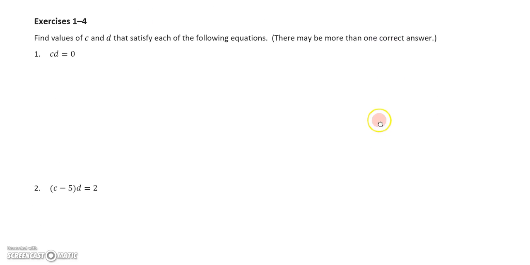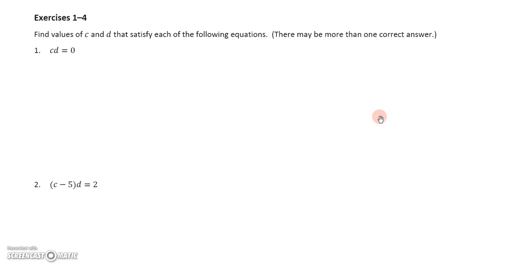Alright, let's go on here. So exercise 1 through 4. Find the values of c and d that satisfy each of the following equations. There may be more than one correct answer. So what do we know? We got the zero product property coming into play right away. Some number c times some number d equals 0. What do you know about those numbers? Well, I know that either c equals 0 or d has to be 0, or c and d both equal 0. So those are the three things that could happen there.